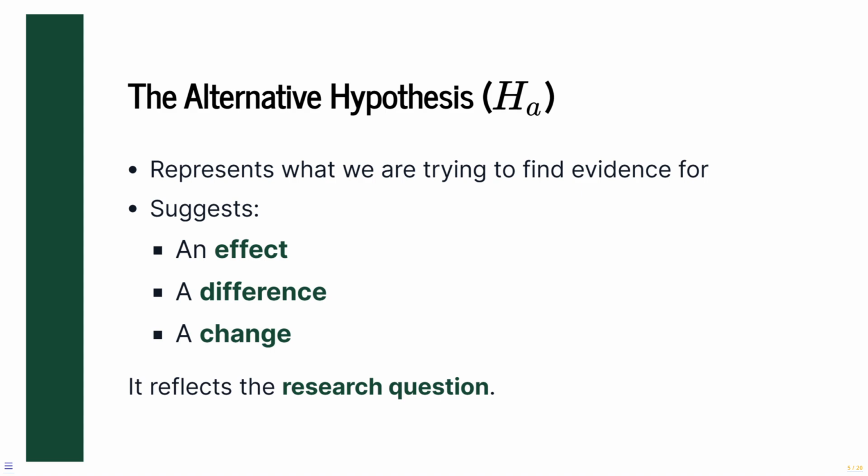The alternative hypothesis represents what we are trying to find evidence for. It suggests that there is an effect, a difference, or a change. In practice, the alternative hypothesis reflects the research question or the practical concern we care about.